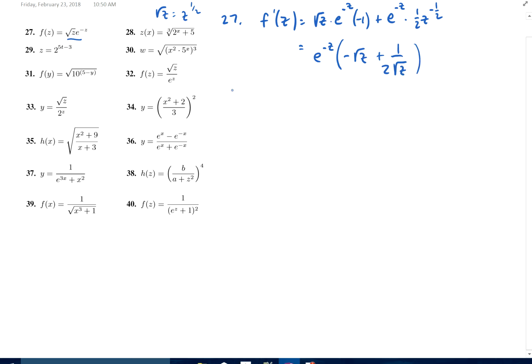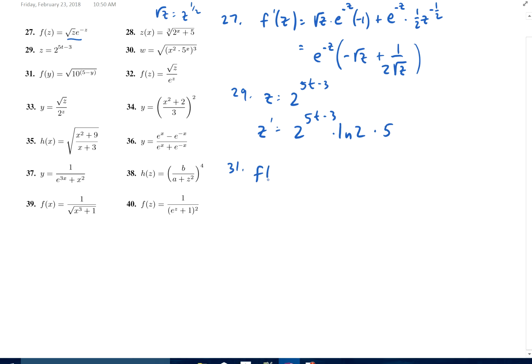Okay, 29. Z equals 2 to the 5t minus 3, so z prime would be 2 to the 5t minus 3 times natural log of 2, and then the chain rule is times the derivative of the inside function, which is the exponent, which is 5.